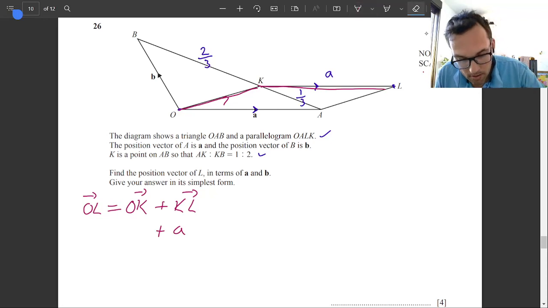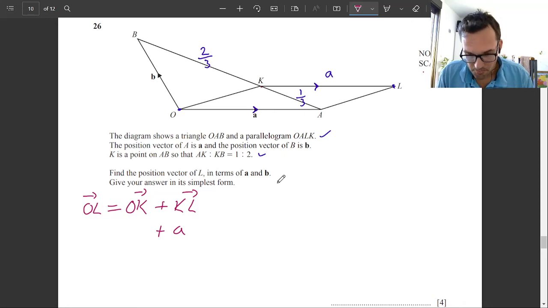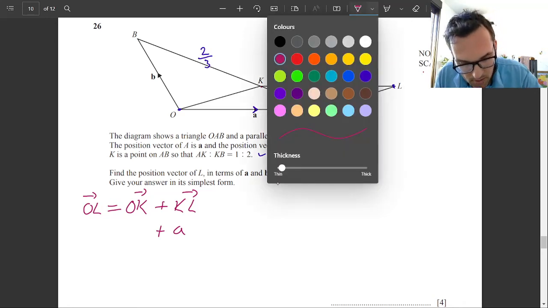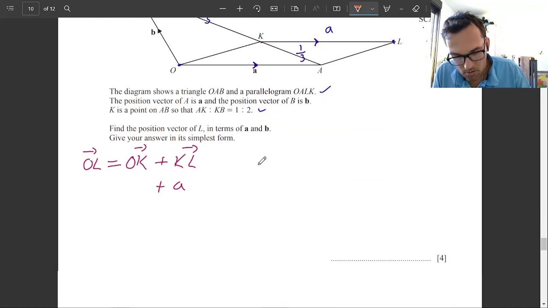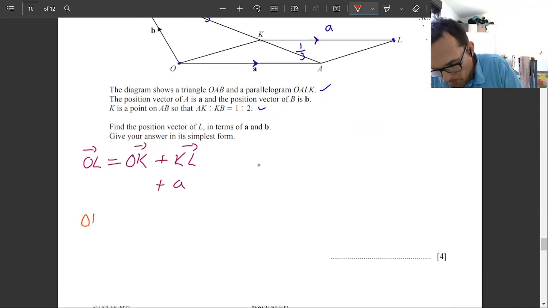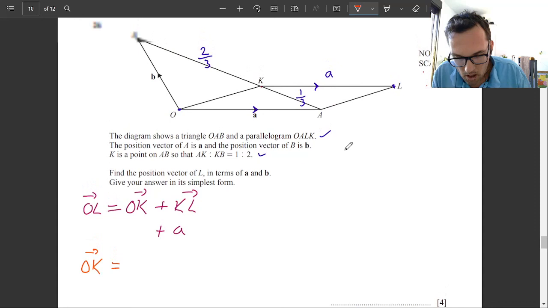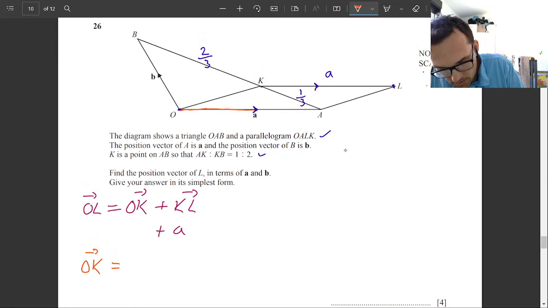Right, so what do we need? We need to find OK. So that would be my next step. Let's use a different color for that one. First of all, I want to find OK. There are 2 ways. We can go up to B, or we can go across to A. I'm going to do that. So to get OK, I'm going to go across here to OA and then up from A to K. So I'm going to do OA to AK.